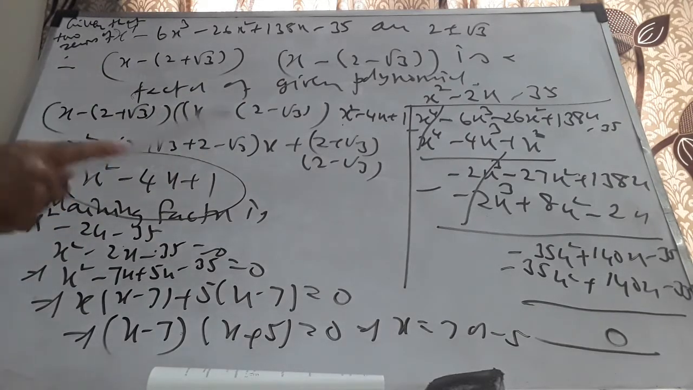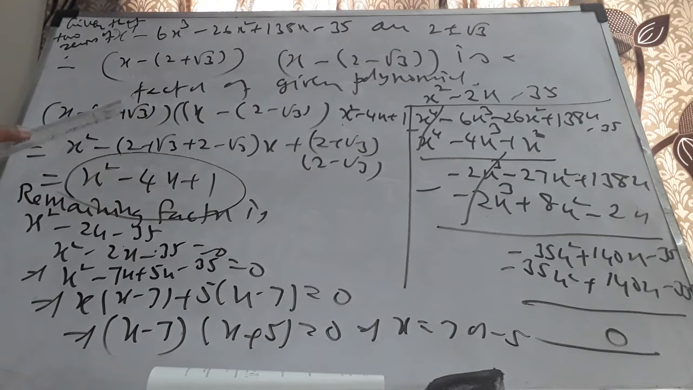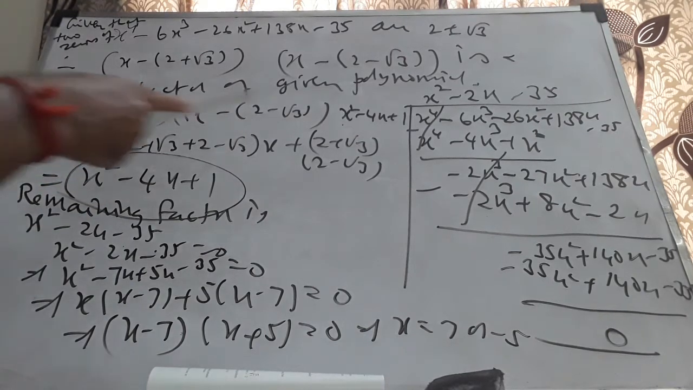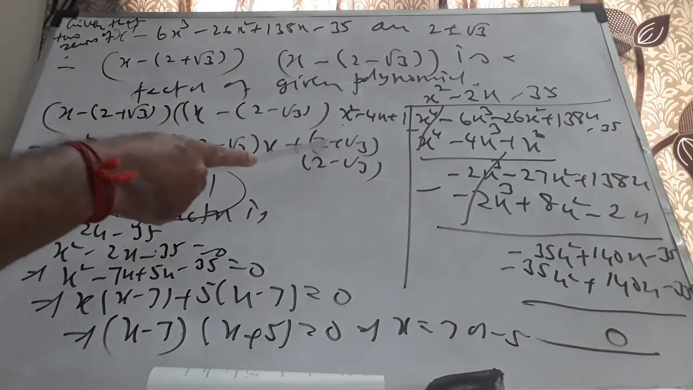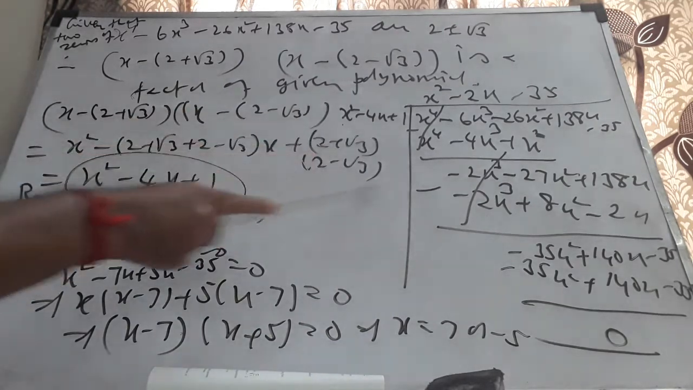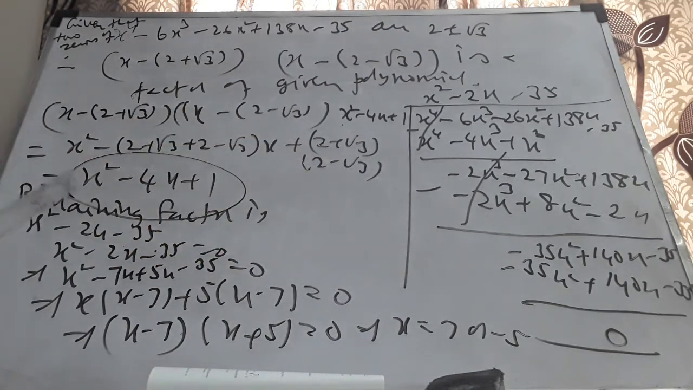After multiplying here, x into x is x square. Then minus of (2 plus root 3 plus 2 minus root 3) x. Root 3 and minus root 3 get cancelled. This will become minus 4x. Then (2 plus root 3) into (2 minus root 3), minus into minus is plus. Therefore, 4 minus 3 using the (a plus b) into (a minus b) formula. So x square minus 4x plus 1 is one of the factors.